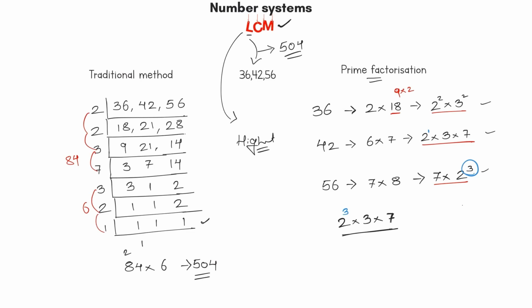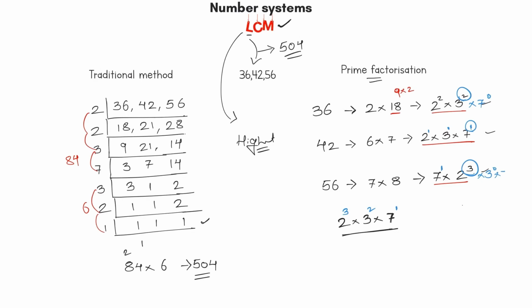Now what is the highest power of 3? After 2, what is the highest power of 3? Here it is 3 raised to 0, so ignore this. 3 raised to 1 and 3 raised to 2, so the highest power is 2. And now see the highest power of 7. Here it is 7 raised to 0. Here it is again 7 raised to 1. And here also it is 7 raised to 1. So what is the highest power? Take any one of them, 7 raised to 1. So I will write this as 7 raised to 1.